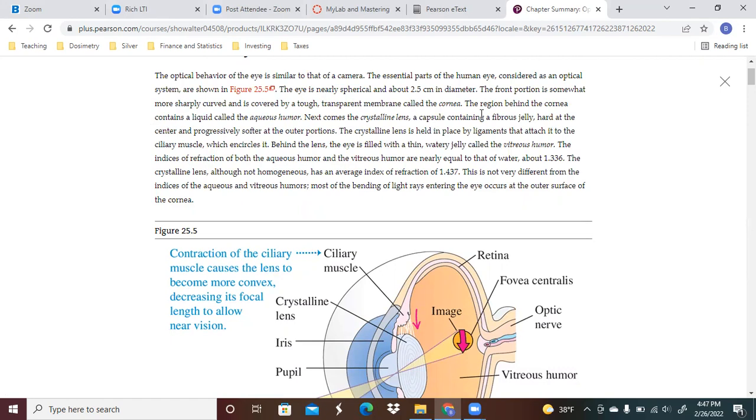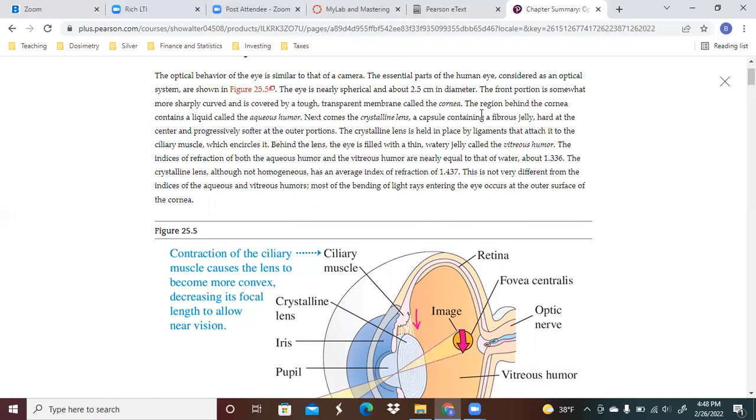The front portion is somewhat more sharply curved and is covered by a tough, transparent membrane called the cornea. The region behind the cornea contains a liquid called the aqueous humor. Next comes the crystalline lens, a capsule containing a fibrous jelly, hard at the center and progressively softer at the outer portions. The crystalline lens is held in place by ligaments that attach to the ciliary muscle, which encircles it. Behind the lens, the eye is filled with a thin, watery jelly called the vitreous humor.